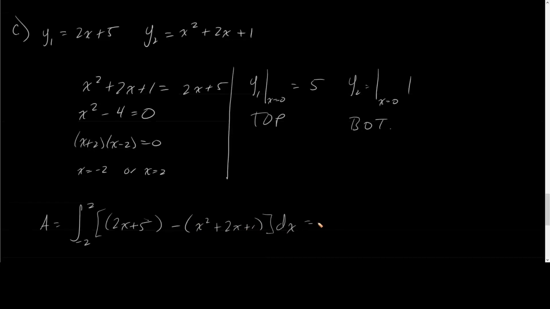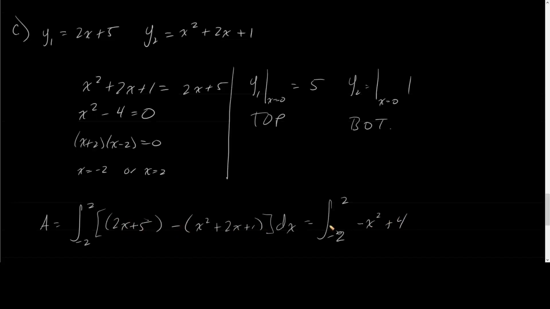And what does that give us? Well, let's simplify this a little bit. So we end up with the integral from negative 2 to 2 of, combining like terms here, negative x squared plus 4, right? This 2x minus 2x goes away.